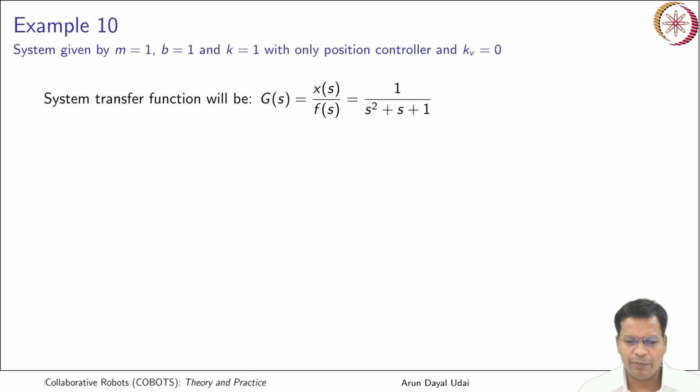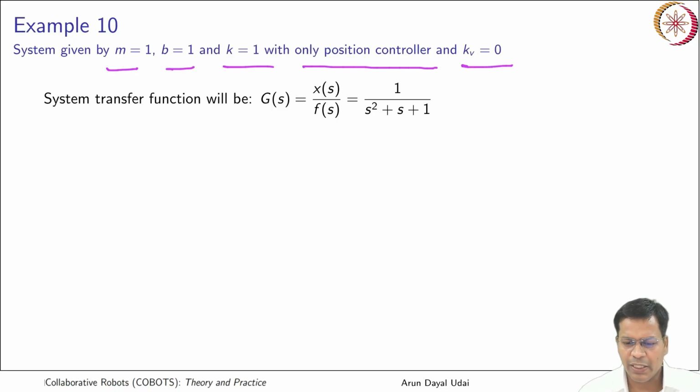Now let us apply them to our system. Let us say I have a system with M, B and K of 1, 1 and 1, and I want only a position controller. I want to see it at rest, with Kv equal to 0, with only proportional gain.